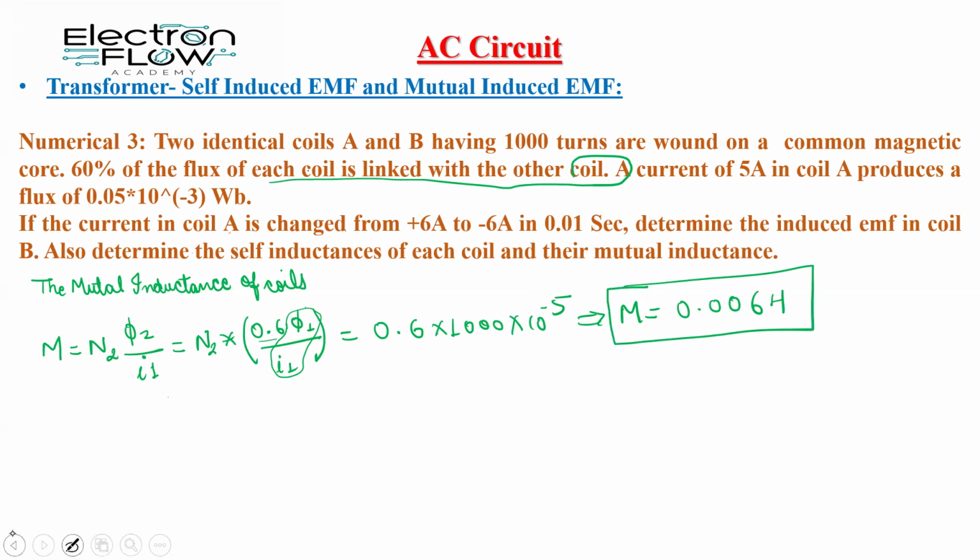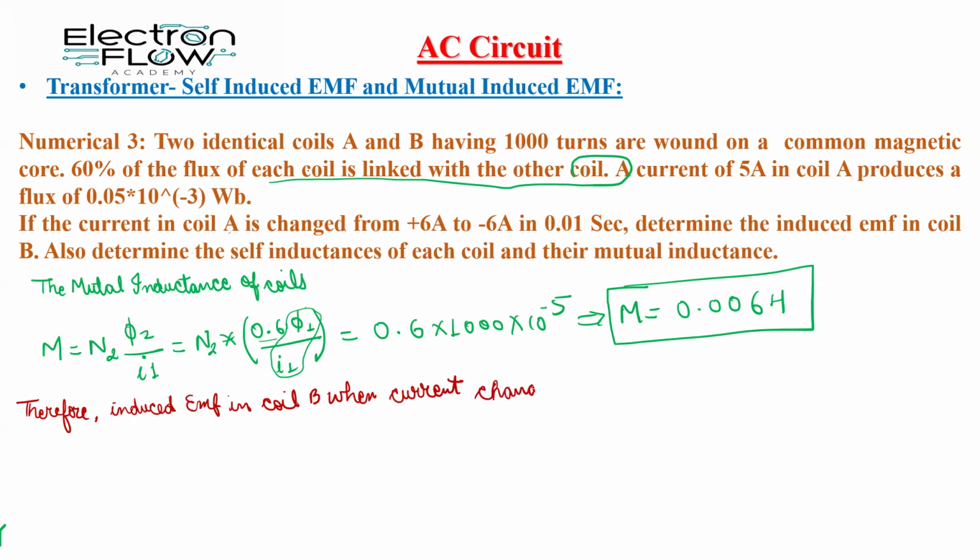Now there is one condition which is asked in our question: the induced EMF in coil B when the current is changed from plus 6 ampere to minus 6 ampere in 0.1 second.